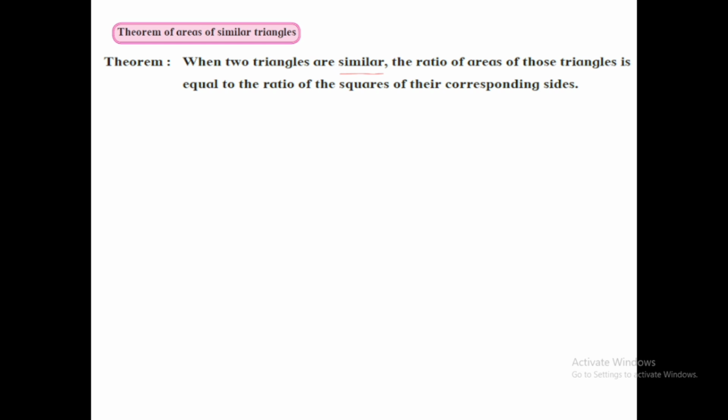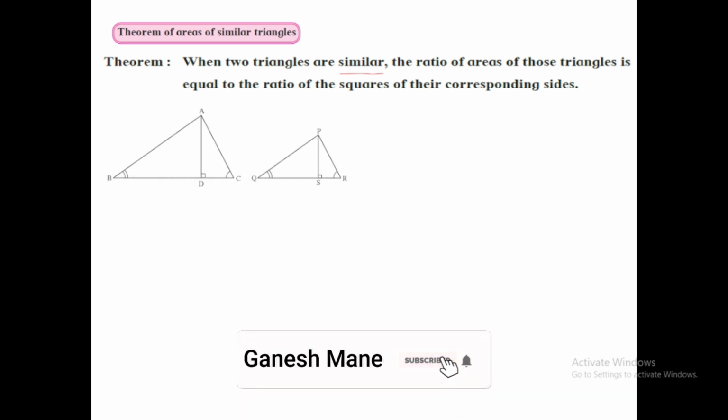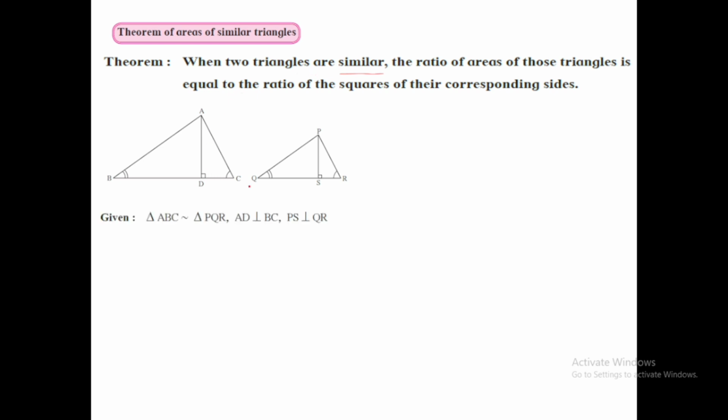Now let's illustrate this theorem with the help of a diagram. So these are the two triangles given, triangle ABC and triangle PQR. These two triangles are given to be similar, that is, triangle ABC is similar to triangle PQR, which is given, where AD is perpendicular to BC. So for triangle ABC, AD is the height and BC is the base. In the same way, PS is perpendicular to QR, that means PS is the height and QR is the base for triangle PQR.